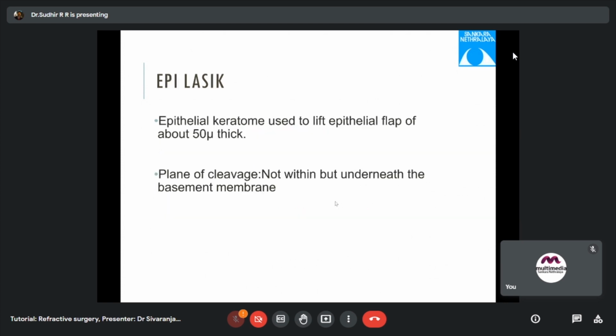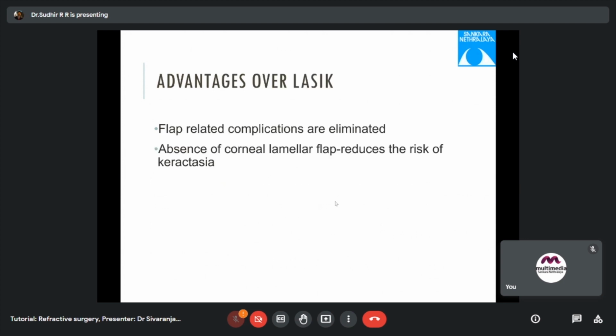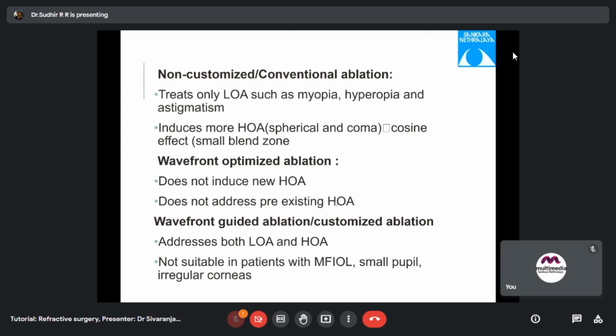Moving on to Epi-LASIK. Here an epithelial keratome is used to lift the epithelial flap; about 50 microns of epithelium is removed. Here the plane of cleavage is not within but underneath the basement membrane. Advantages over LASIK include that flap-related complications are eliminated here. Absence of corneal lamellar flap reduces the risk for keratectasia. So those are the procedures we have.